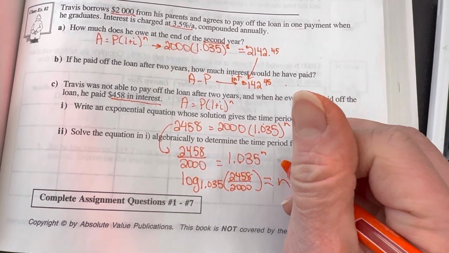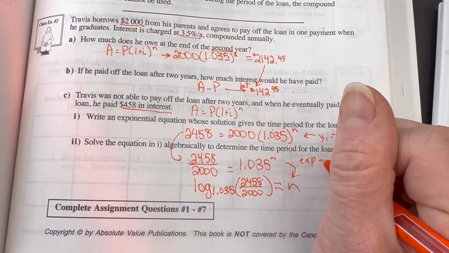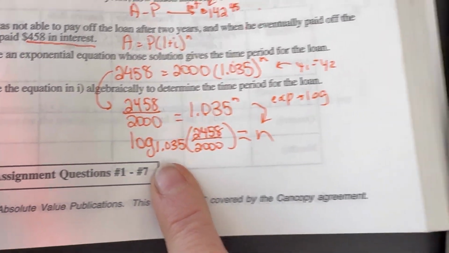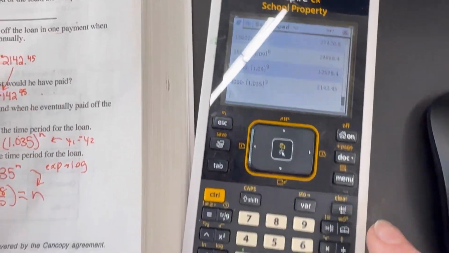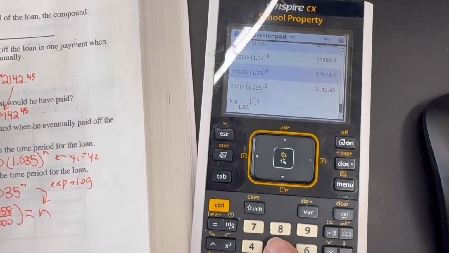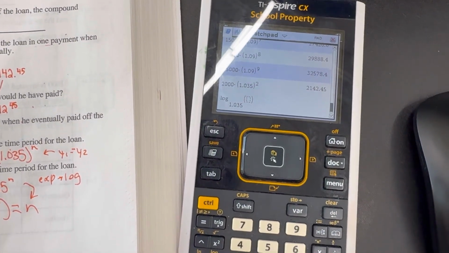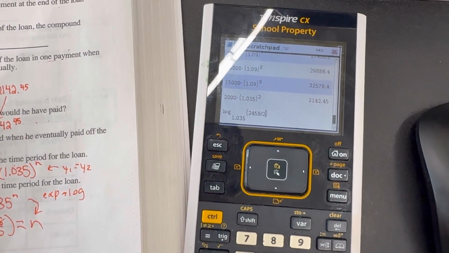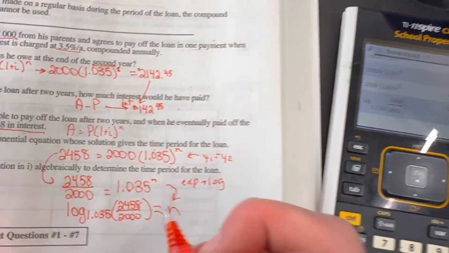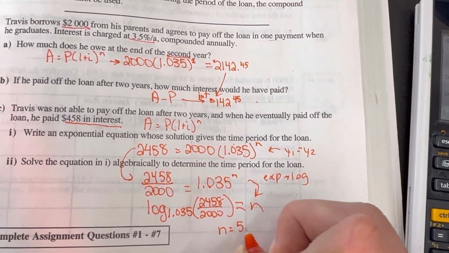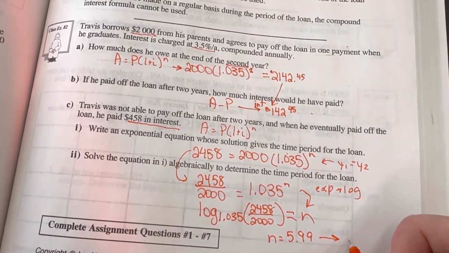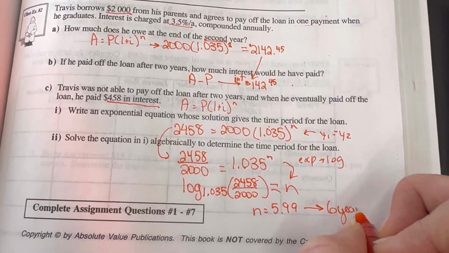So I just put it from exponential into logarithmic form, and then I would just plug that in here. So I've got log base 1.035, and then in there I'd have 2458 over 2000, so there's my argument. Okay, and then 5.99, so n is equal to 5.99. So the time period would have been 6 years.